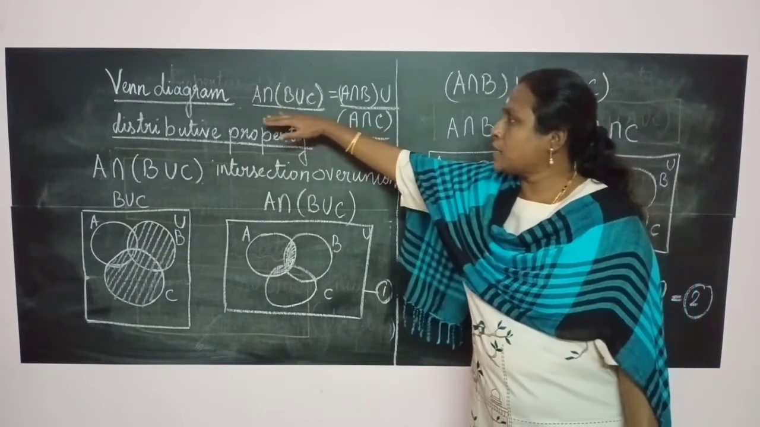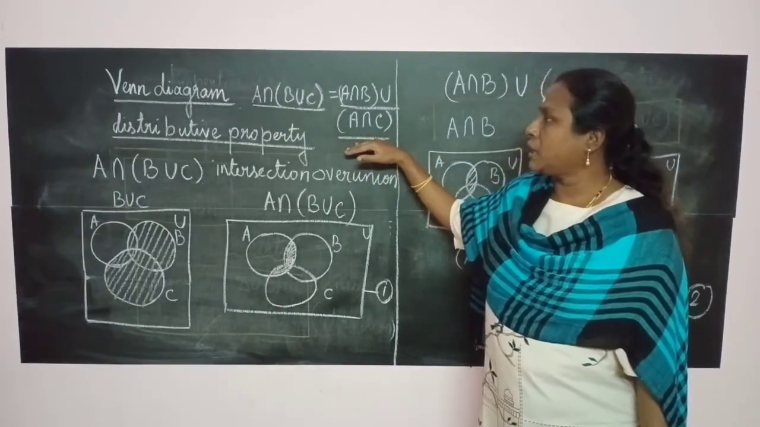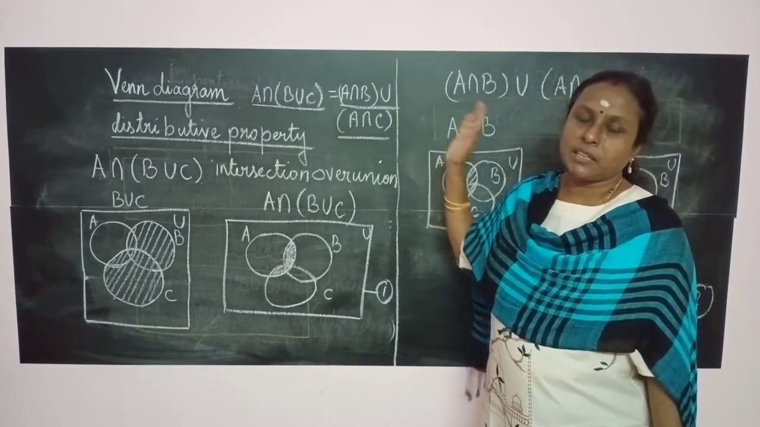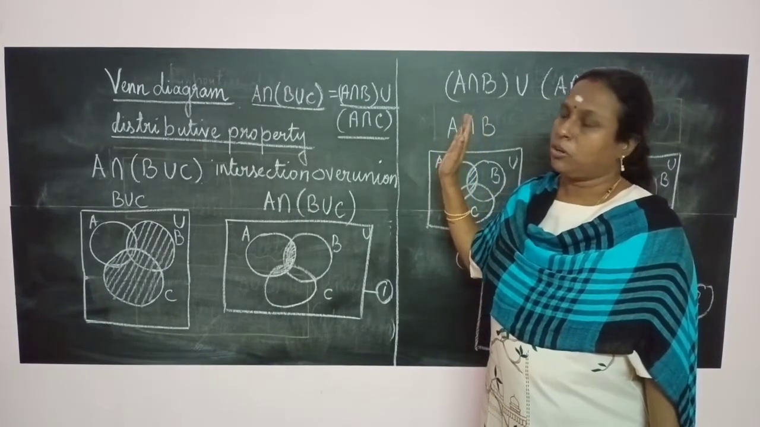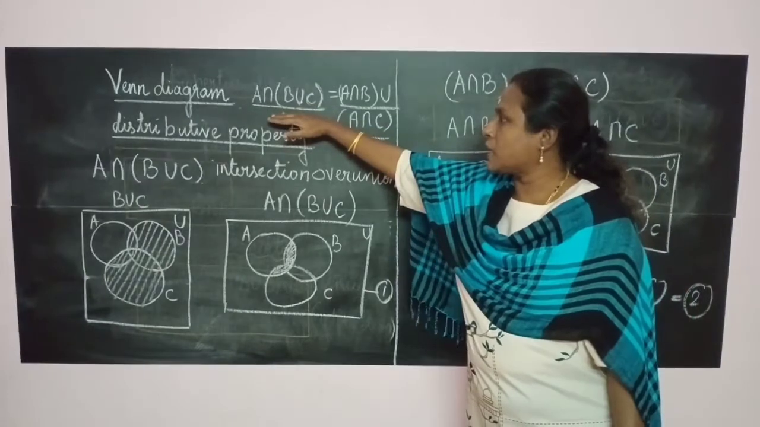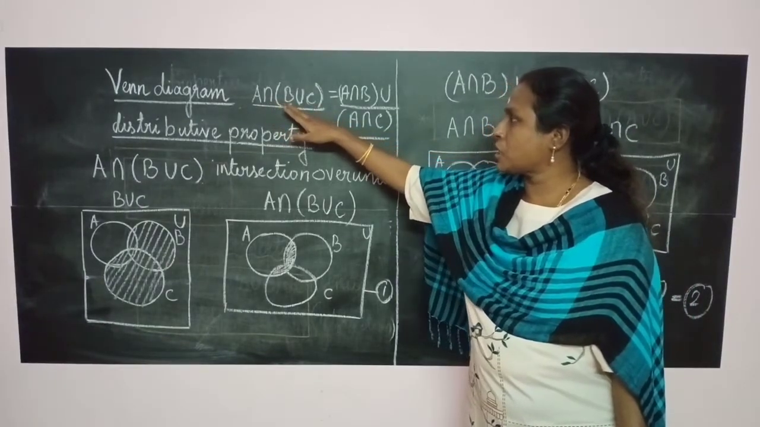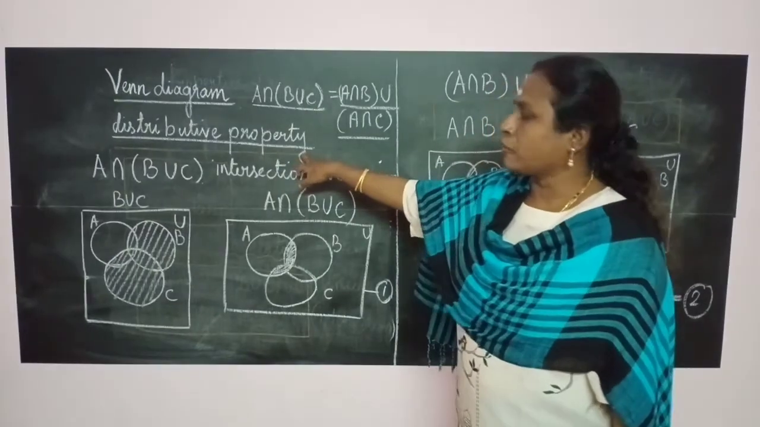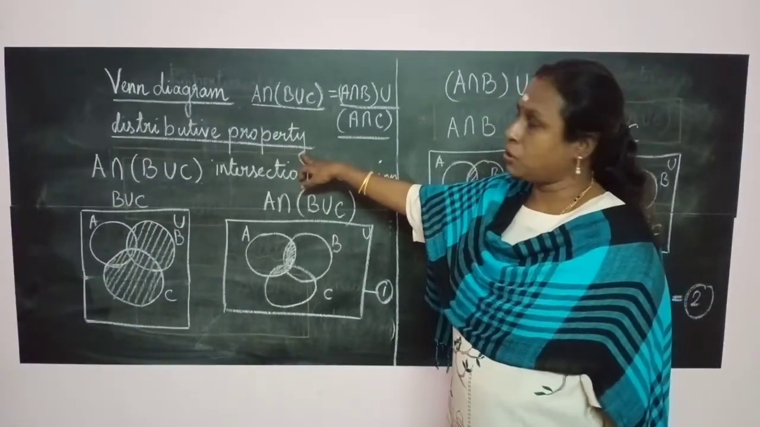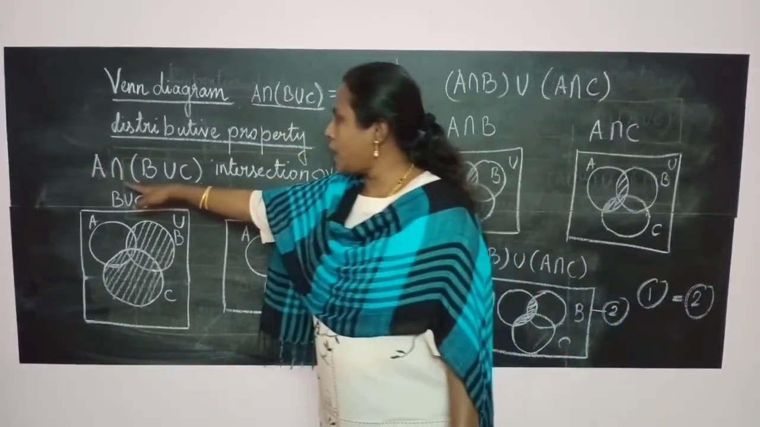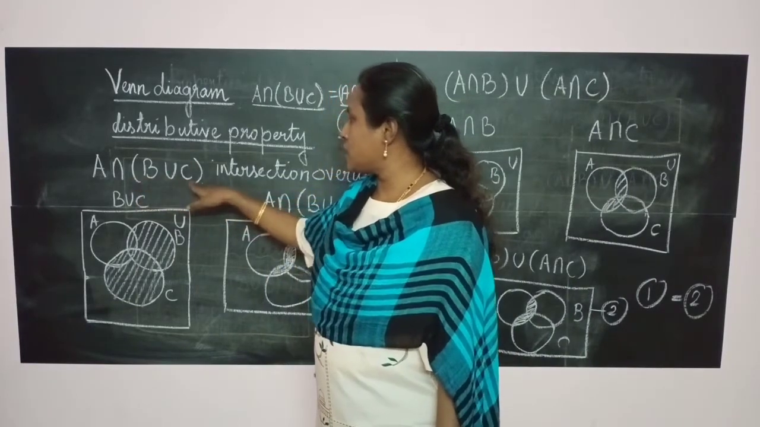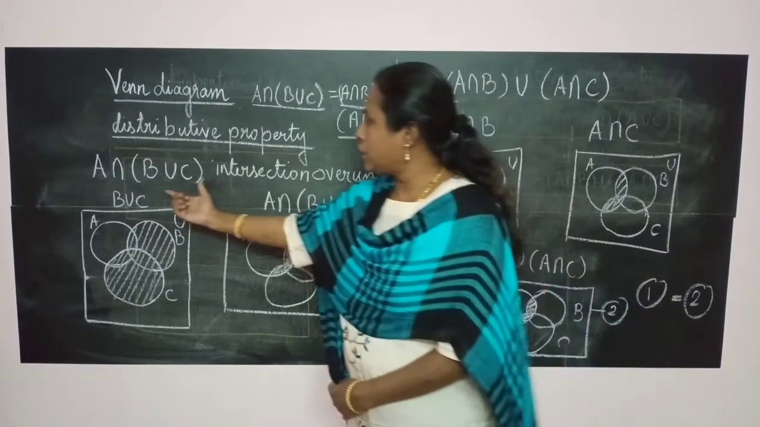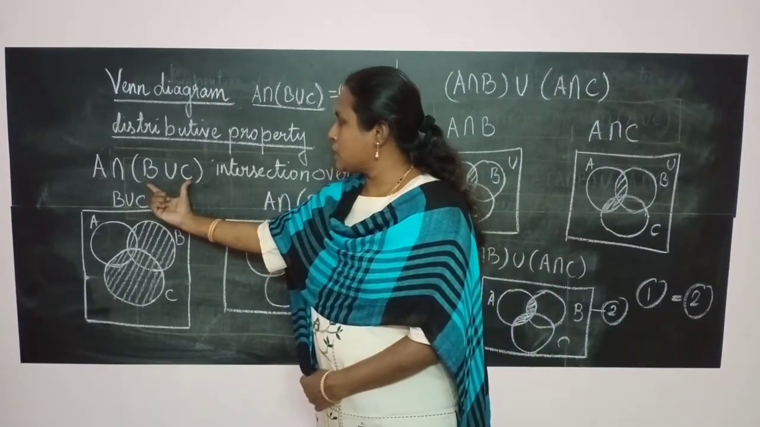So the LHS and the RHS I am going to draw separately and check whether they come out the same. First I will take the LHS, A intersection (B union C). This is one of the distributive properties, intersection over union. First I am going to take B union C.